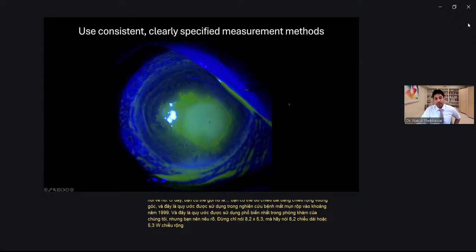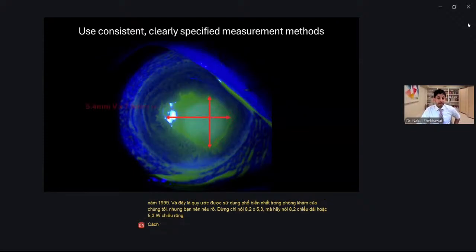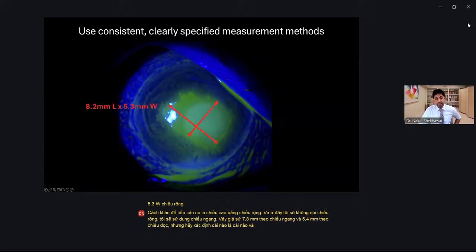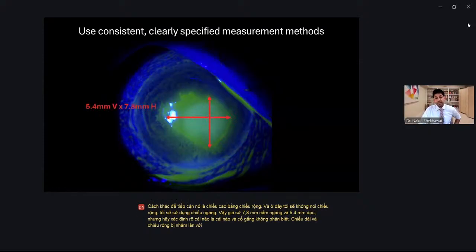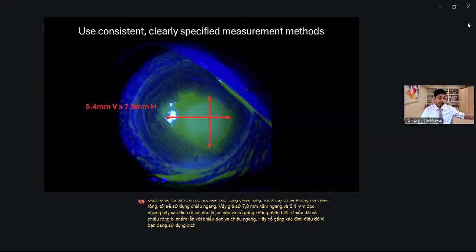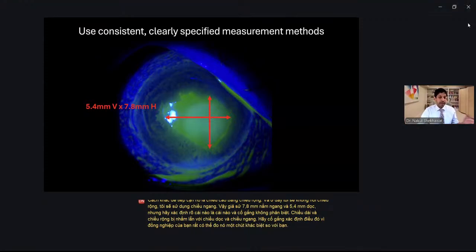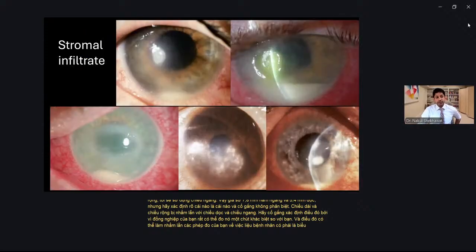The other way to approach it is height by width. And here I would not say width, I would use horizontal. So say 7.8 millimeters horizontal and 5.4 millimeters vertical, but specify which is which and try to not get length and width confused with vertical and horizontal. Do try to specify that because your colleagues are very likely to measure it a little bit differently than you. And that may confound your measurements of whether the patient is epithelializing or not.